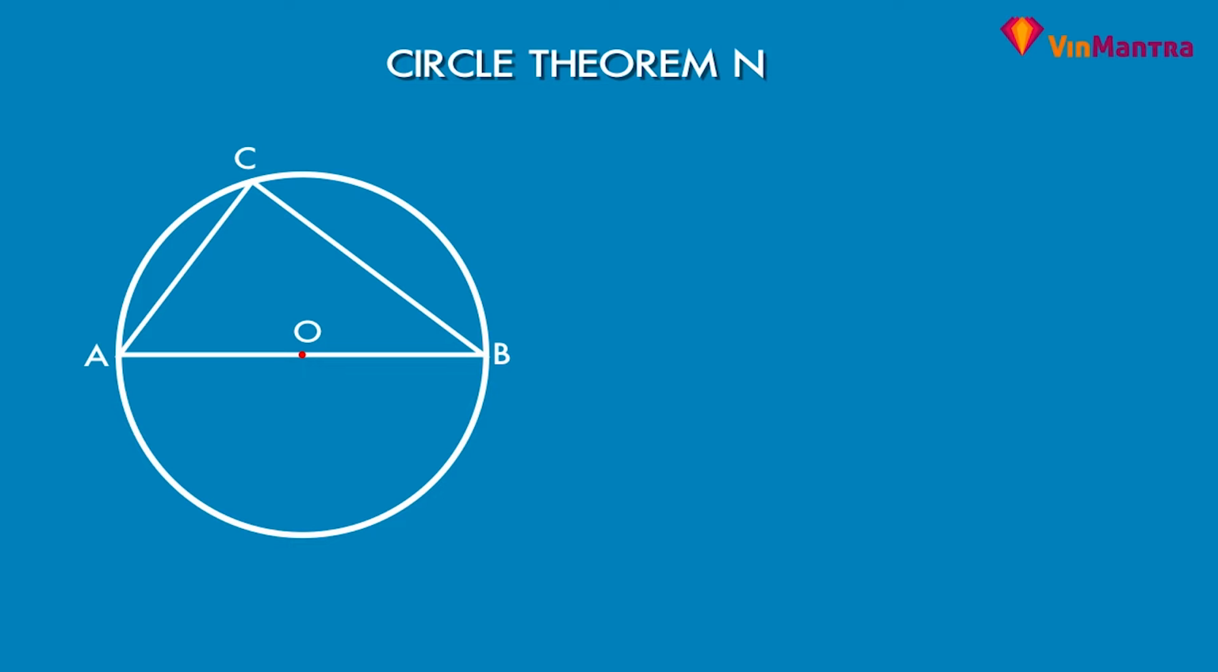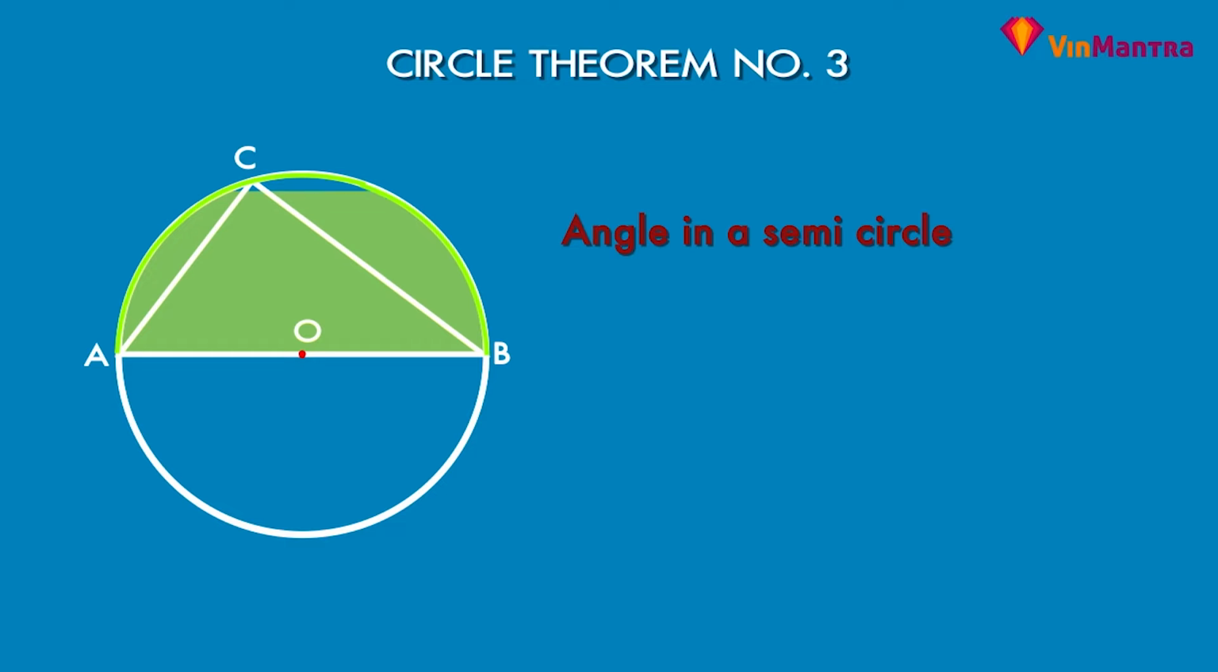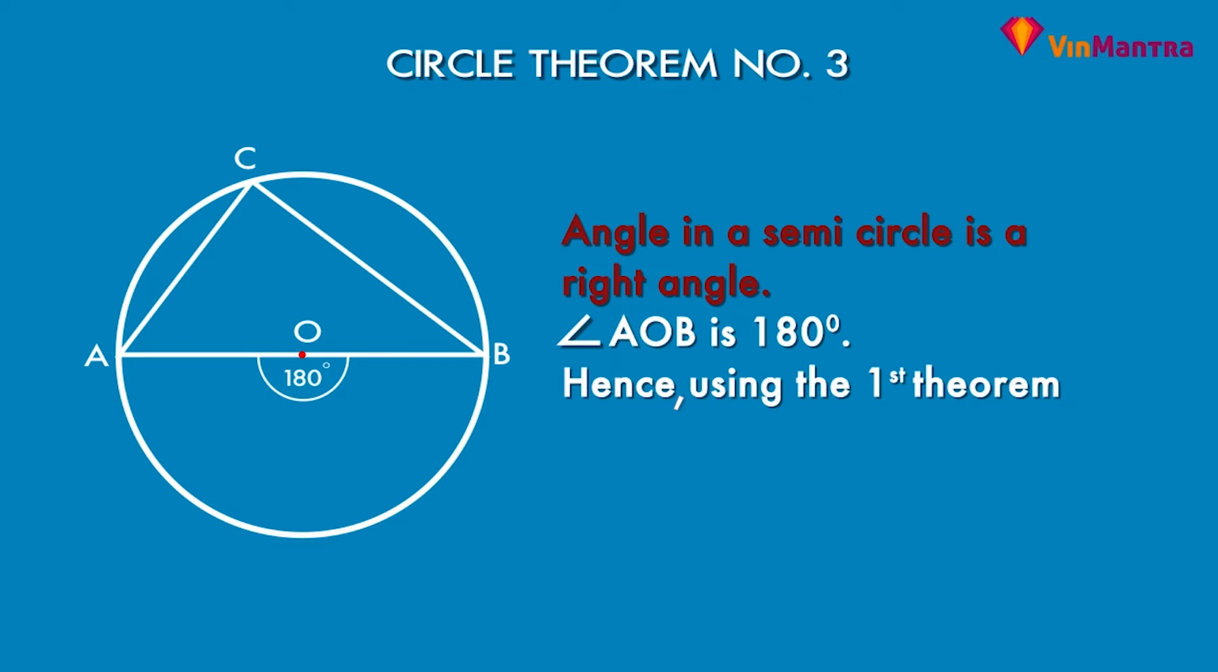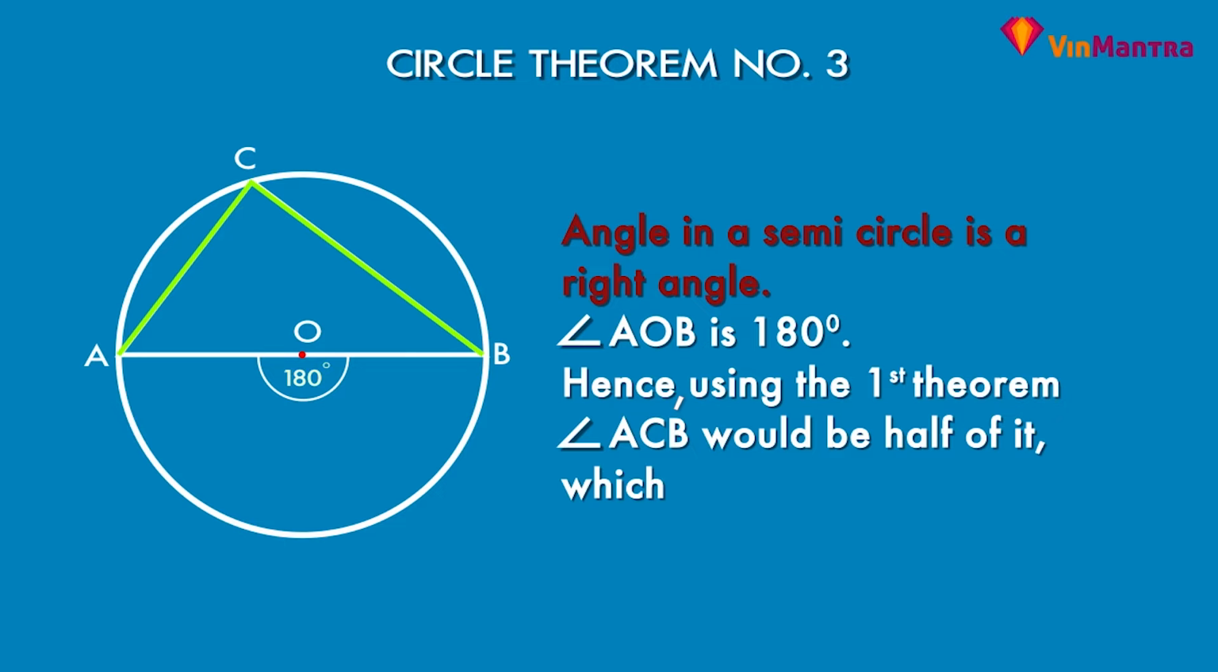The third circle theorem states that angle in a semicircle is a right angle. You would notice that angle AOB is 180 degree. Hence, using the first theorem, angle ACB would be half of it, which is 90 degree.